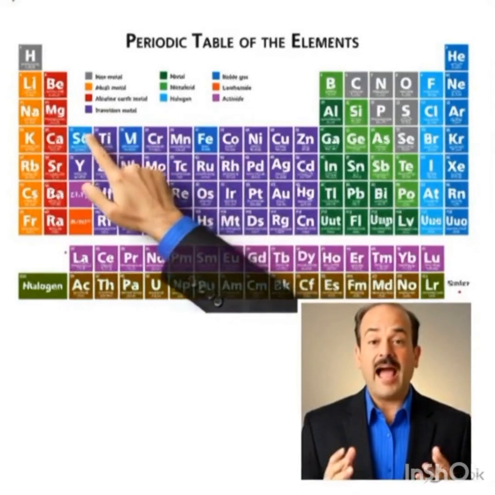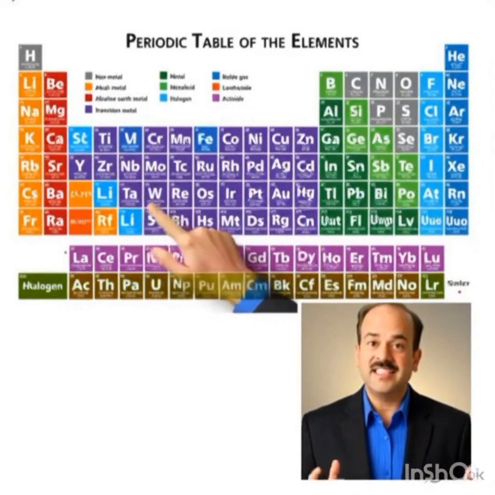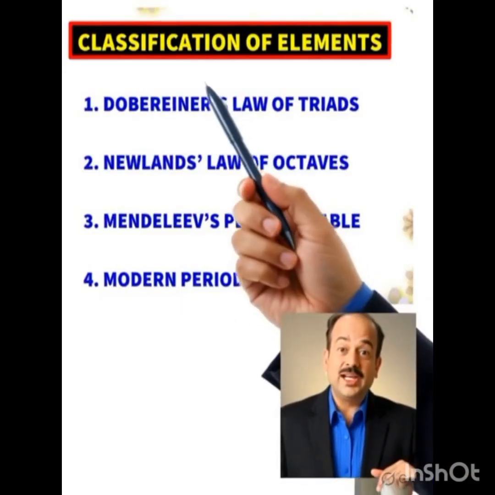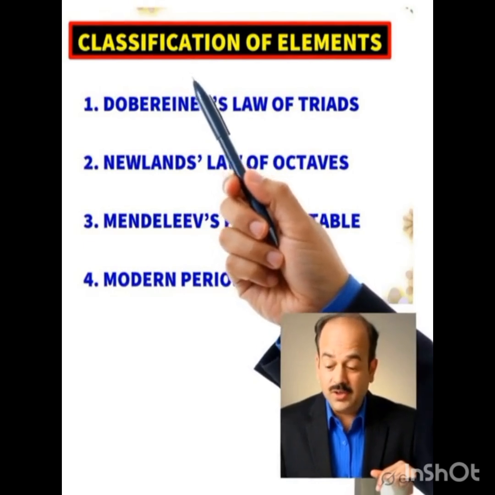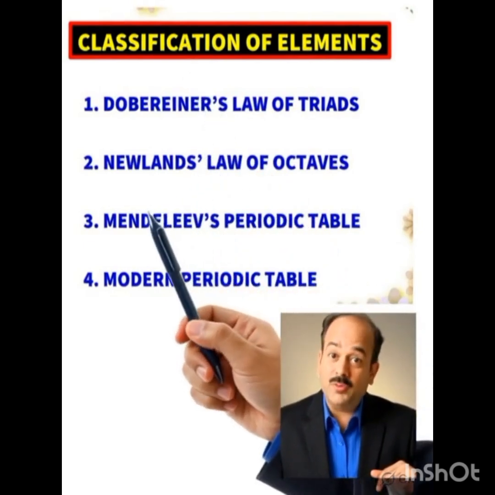We start at the top with hydrogen, a non-metal. Next is helium, a noble gas. Dobereiner's law of triads, Newland's law of octaves, Mendeleev's periodic table, modern periodic table.